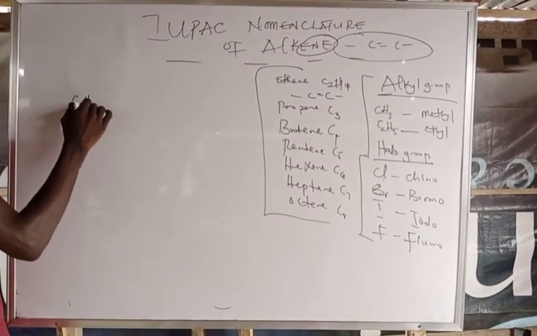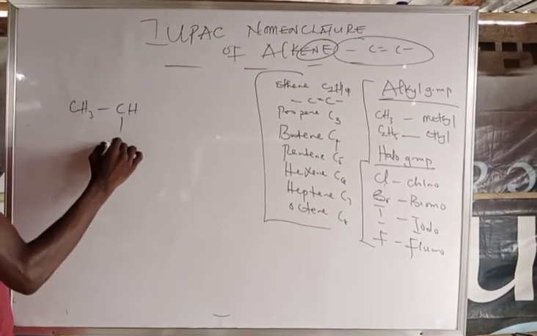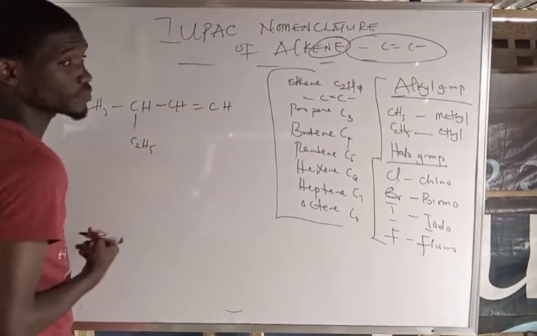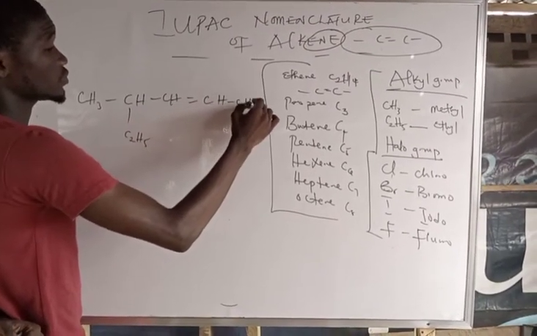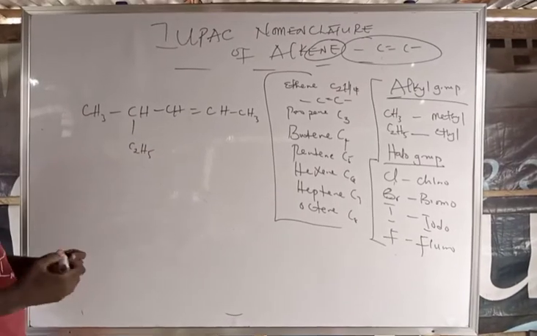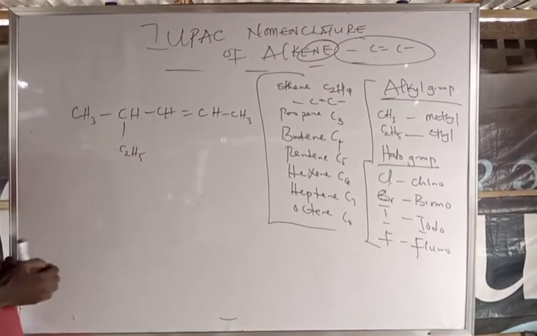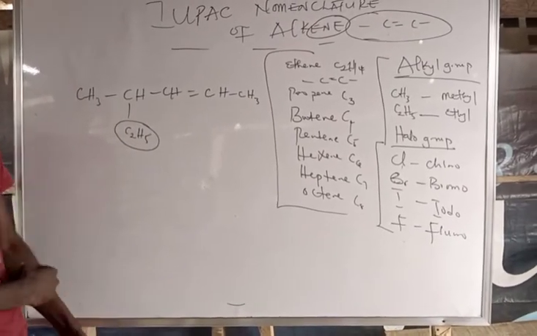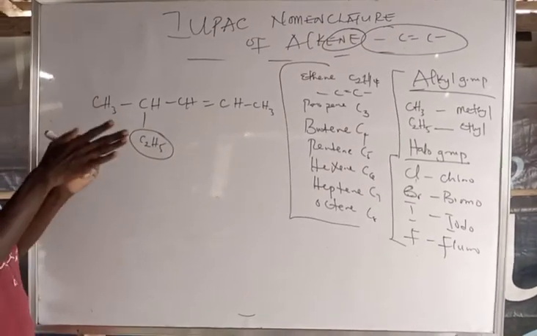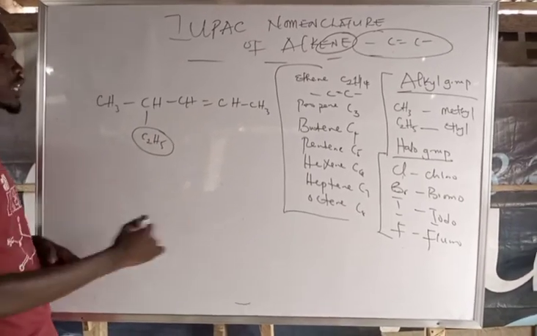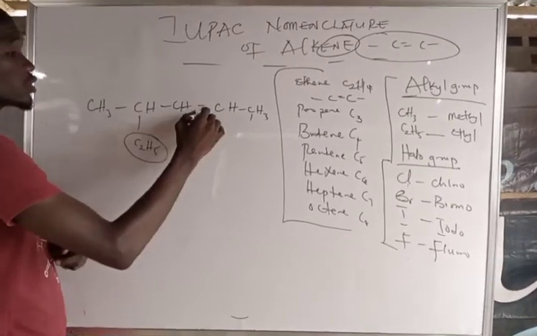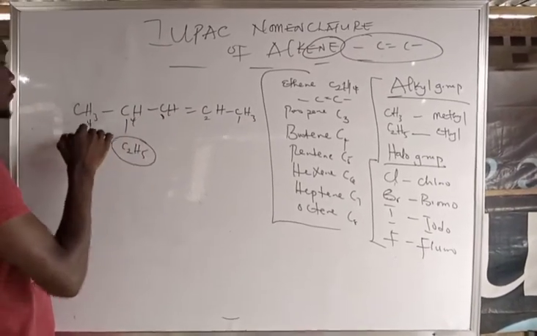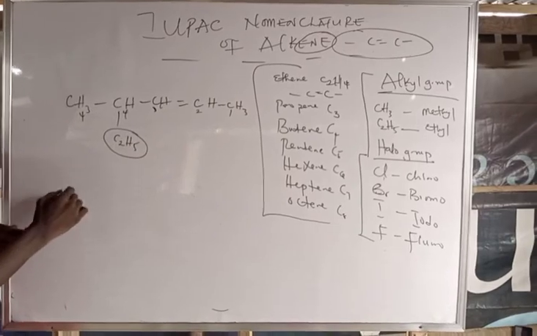I have CH3. Looking at what we have here, the numbering does not matter with the attached substituent. Rather, you have to consider the numbering from the functional group. So now I have 1, 2, 3, 4, 5. So I want to write this now.